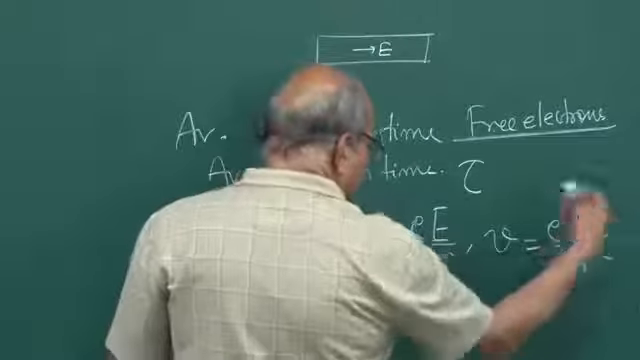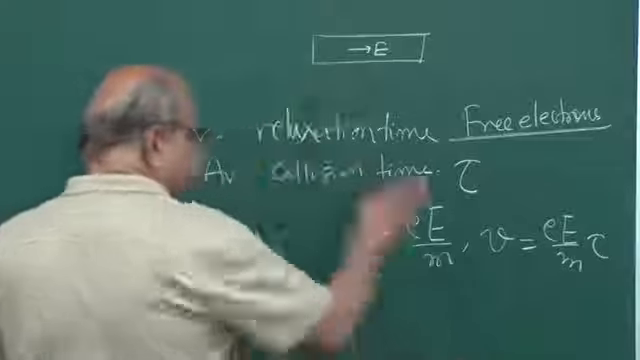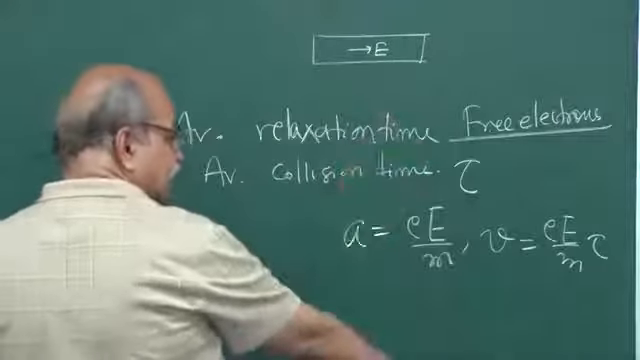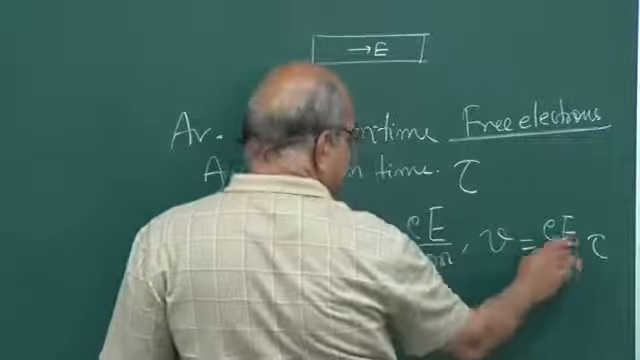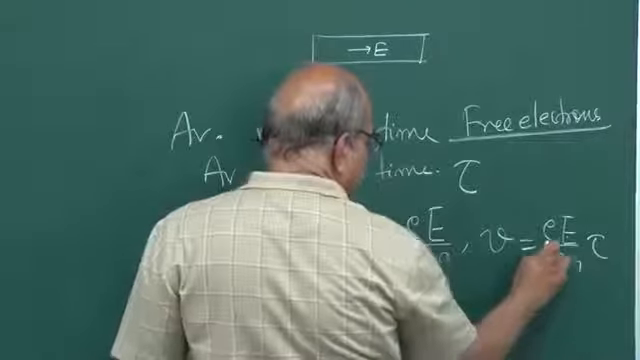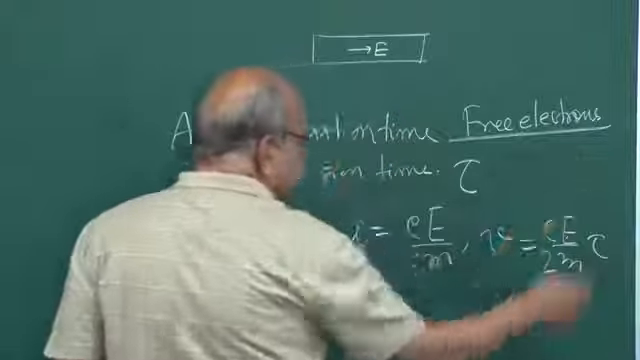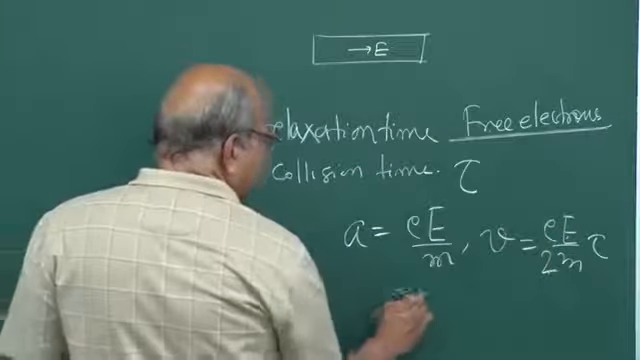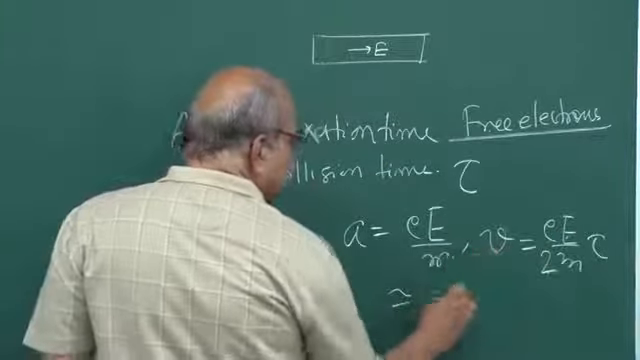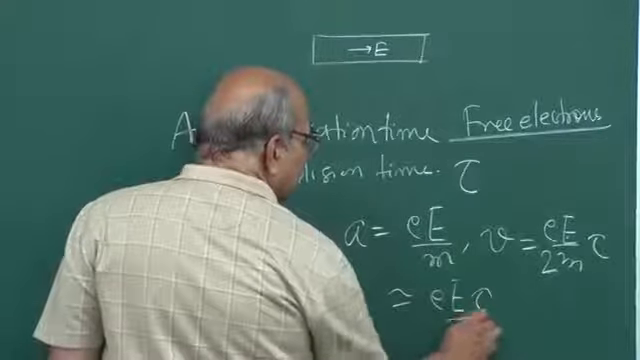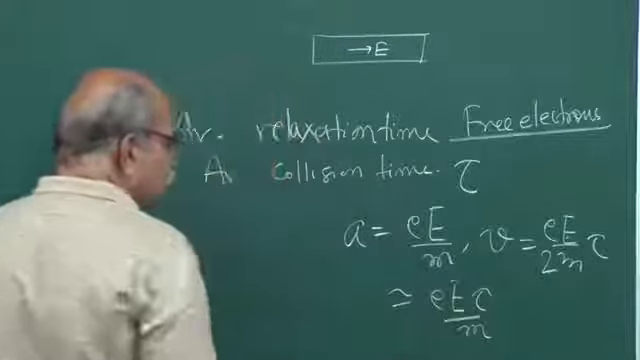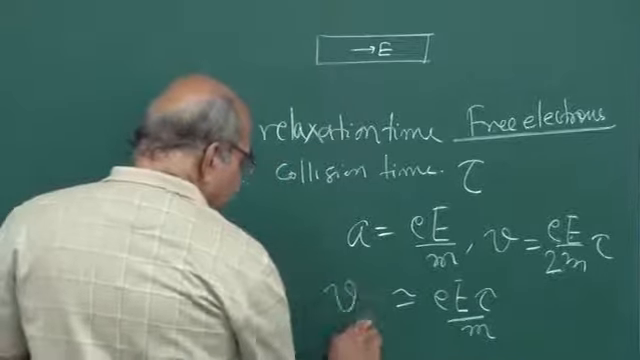So this is of that order. It's such a crude calculation that I cannot claim that it is E by m tau, or E by 2m tau, or E by 3m tau, but it is of that order, some constant times E tau by m. So that is the drift. It's called drift velocity.